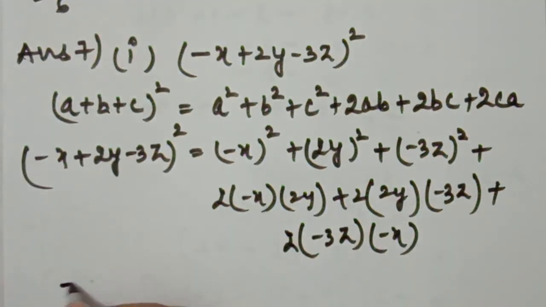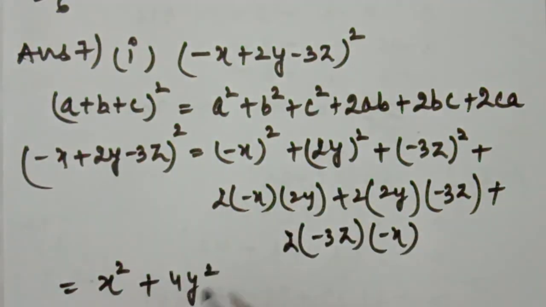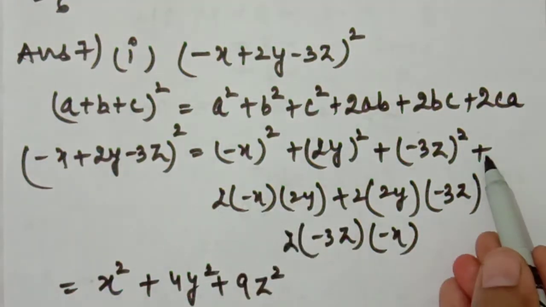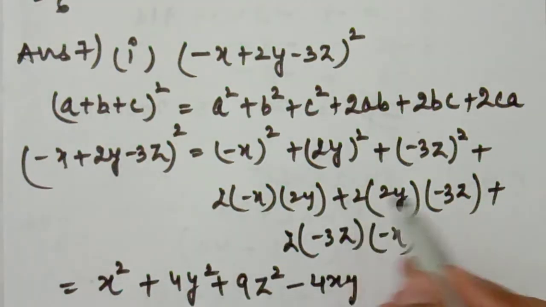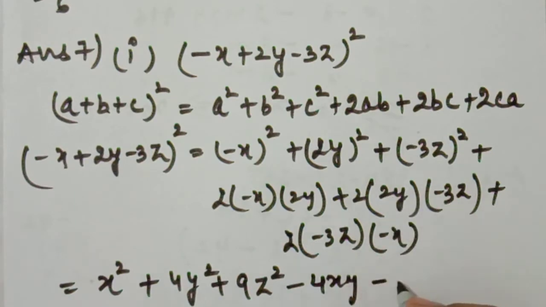Now we will solve it. X square, minus x square is x square, plus 4y square plus 9z square. Now we will multiply: 2 twos are 4, plus minus minus 4xy. Now again plus minus minus, 2 twos are 4, 4 threes are 12yz.